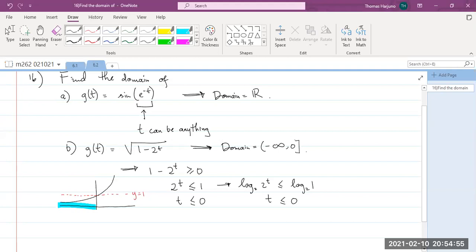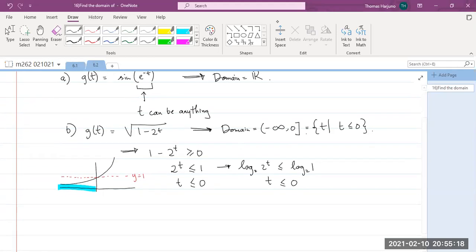You can also write it this way. You can say that the domain is all the t where t is less than or equal to 0. That's the set builder notation. But I am used to asking my students to do interval notation. That's for number 16. Interrupt me with your question if you have any.